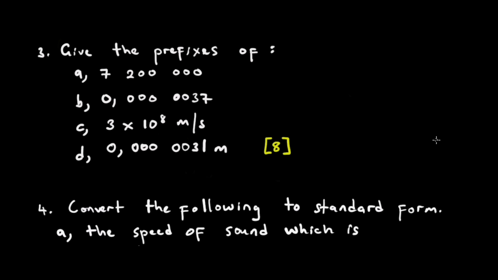Number 3 iri kuti give the prefixes of A. 7,200,000, B. 0,0000037, C. 3 times 10 to the power 8 meters per second, D. 0.0000031 meters. Each question in 2 marks, that's why it in a compounded mark of 8 marks.